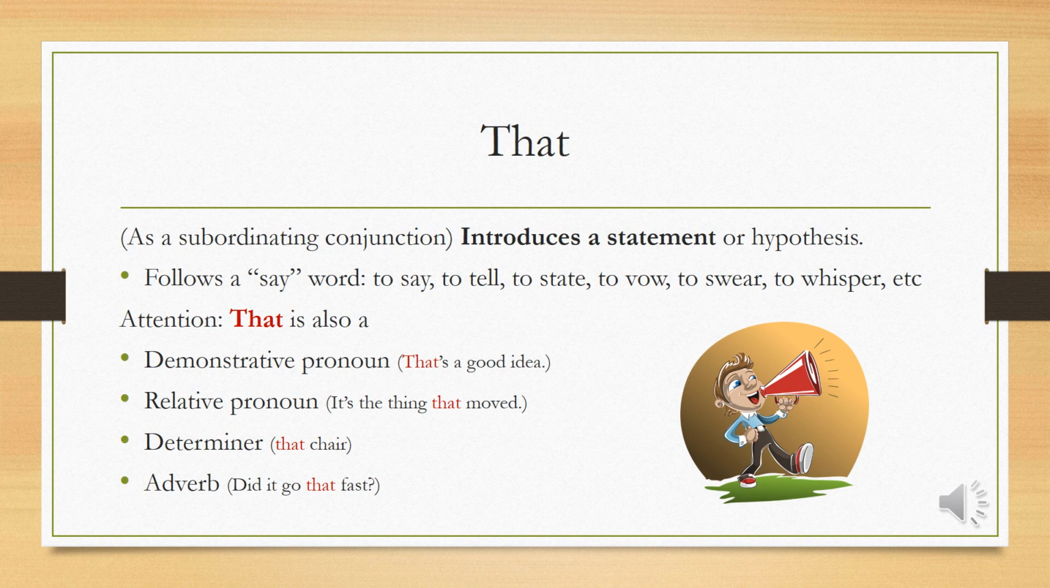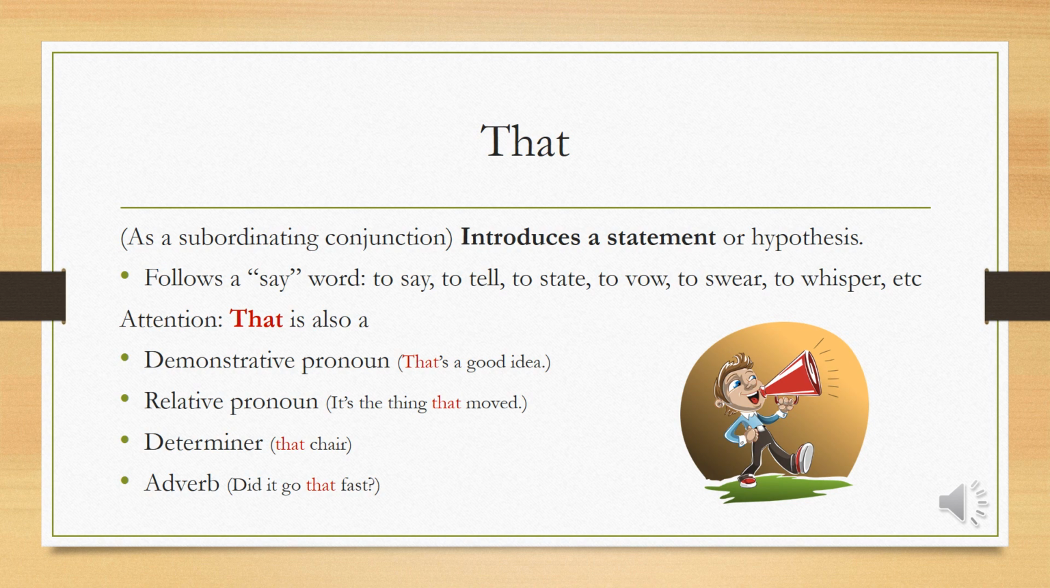As a subordinating conjunction, that will introduce a statement or hypothesis and usually follows a word that means to say. For example, to say, or to tell, to state, to vow, to swear, to whisper. He said that, such and such. He told me that, something. He swore that he will love me forever, or something like that.